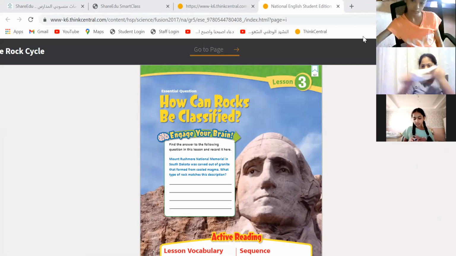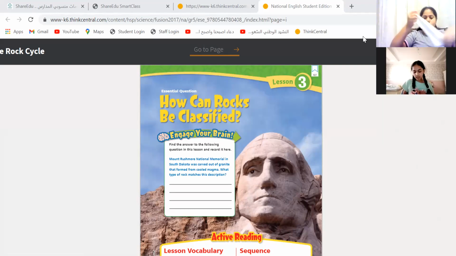We were talking about what? We were talking about something really interesting. Treasure or what? Can you tell me, Ajana? In the previous lesson, we talked about rocks, different kinds of minerals. Minerals. We were talking about minerals. Excellent, excellent. Thank you. Minerals.